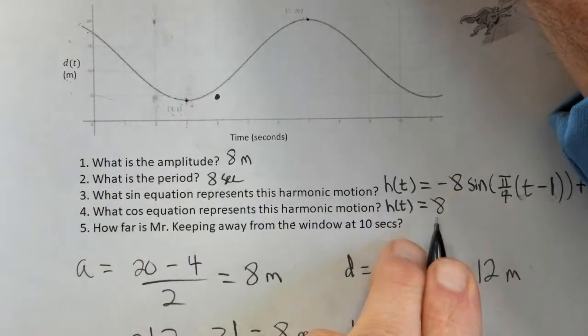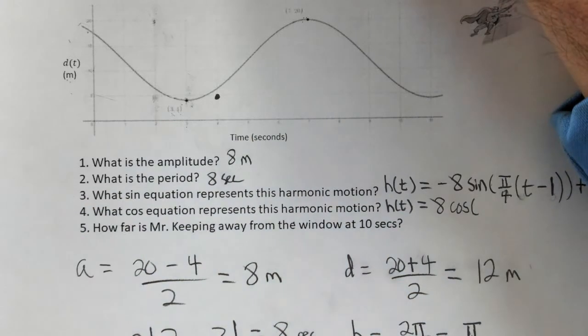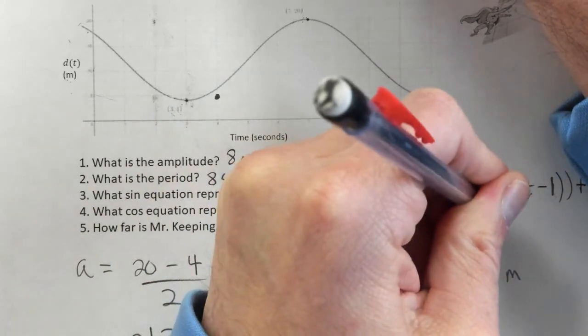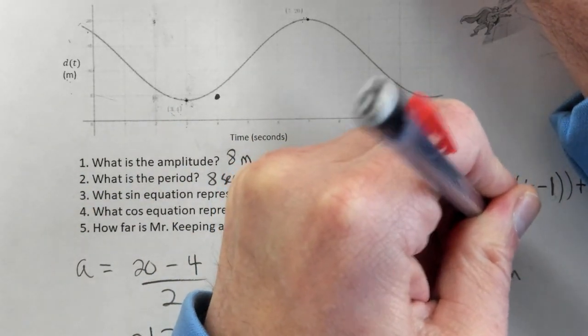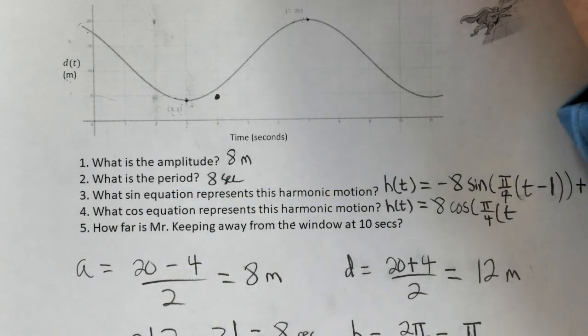We'll keep it at 8. Remember, this is positive. 8 cosine, open. Our b is not going to change, so that's still the same. That's still pi over 4. We'll open, we'll go t. Now here's where our adjustment needs to be made.